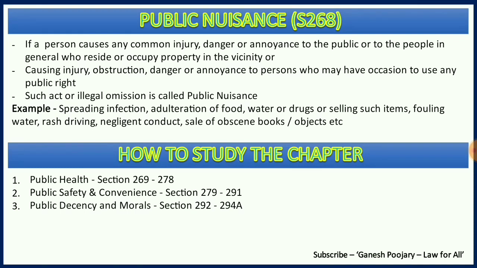The first section of this particular chapter, that is Section 268, explains what is public nuisance, and I have brought it in very simple words. What is a public nuisance? If a person causes any common injury, danger or annoyance to the public or to the people in general who reside in that particular area or occupy property in that vicinity, or causes injury, obstruction, danger or annoyance to the persons who may have occasion to use any public right, by doing some act which was not supposed to be done or omitting such an act which was supposed to be done, it is called public nuisance.